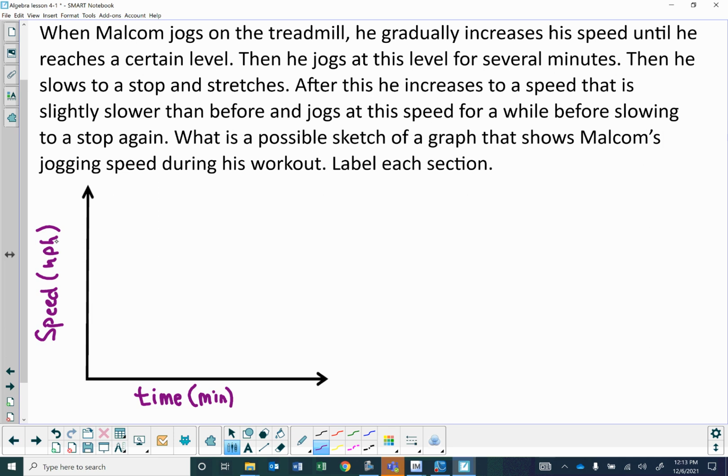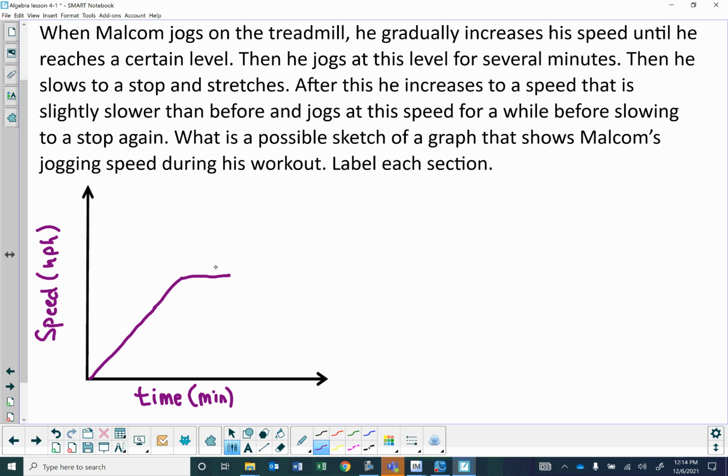Now we need to look at it. It says when he jogs on the treadmill, he gradually increases in speed until he reaches a certain level. So a gradual increase of his speed would be probably something like this. He's gradually increasing his speed. He reaches a certain level. Maybe he's even going faster. There we go. Then he jogs at this level for several minutes, which means he's going to be flat for a little while.